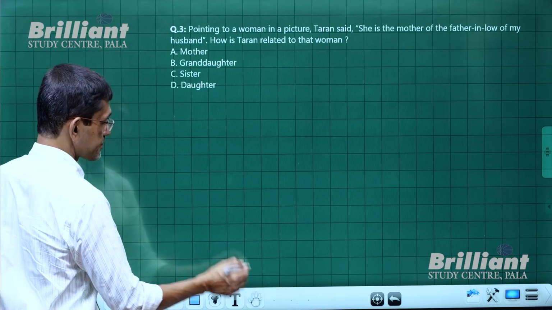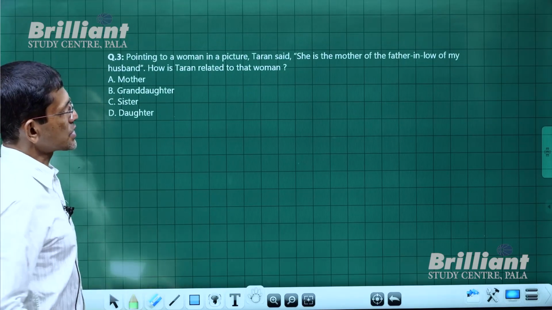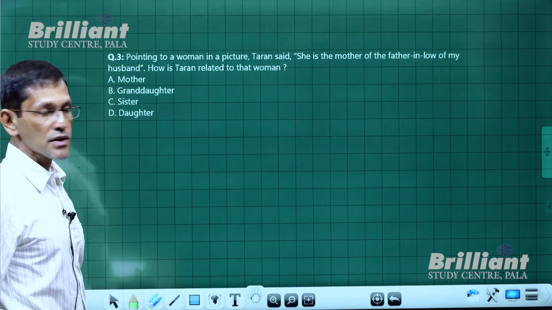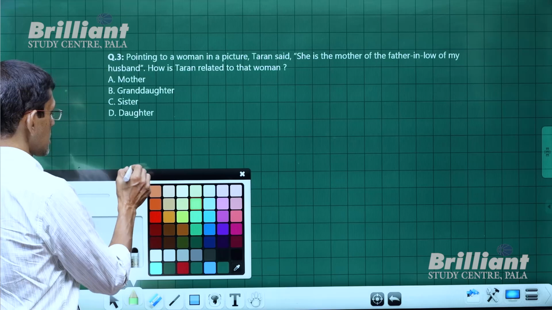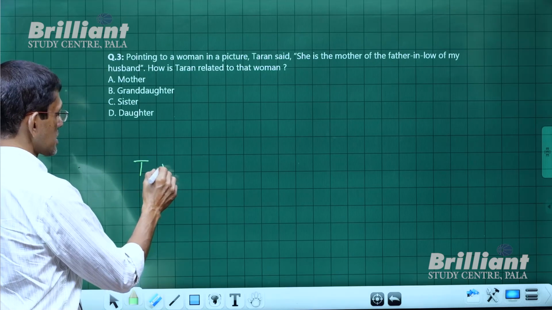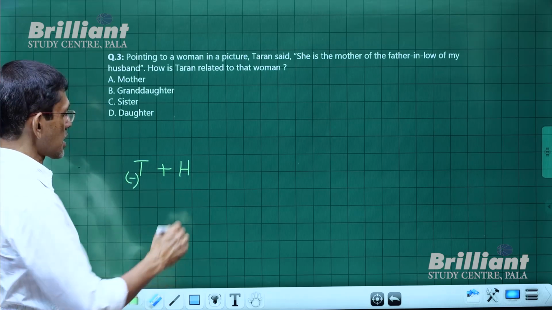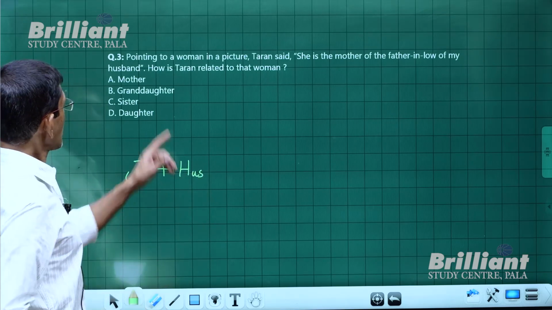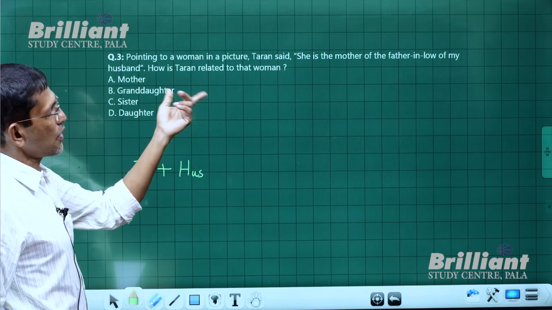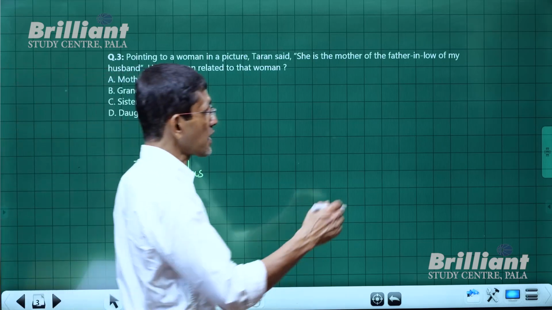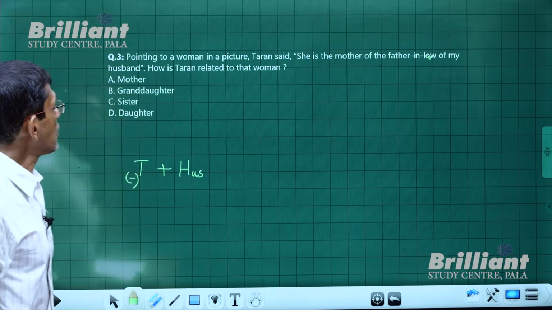Number 3. Look at it. Pointing to a woman in a picture, Taran said, she is the mother of the father-in-law of my husband. Okay, so Taran said, so Taran's husband. So it looks like Taran is a female because Taran says it's her husband. And she is the mother of the father-in-law, so this is father-in-law, L-A-W, of my husband.